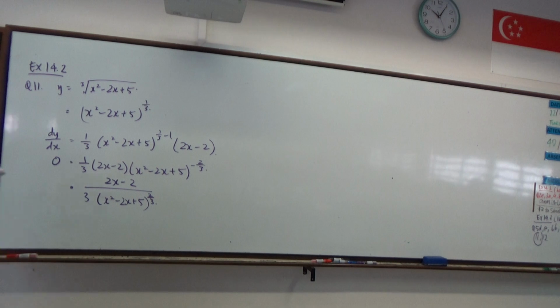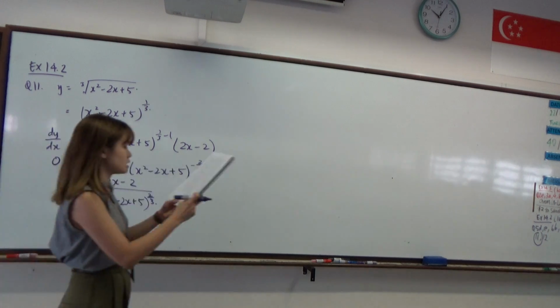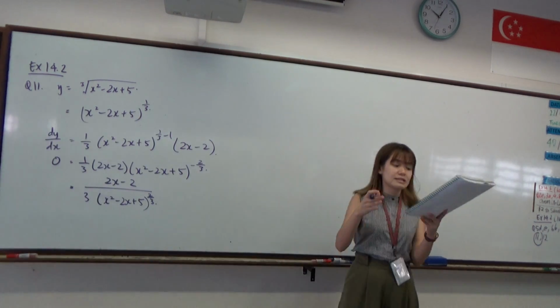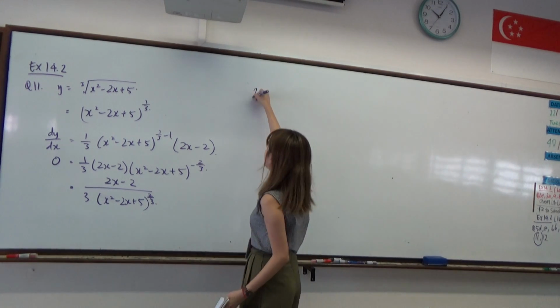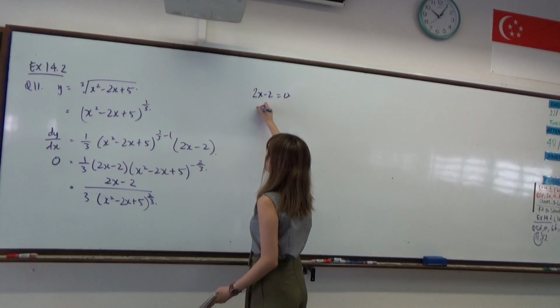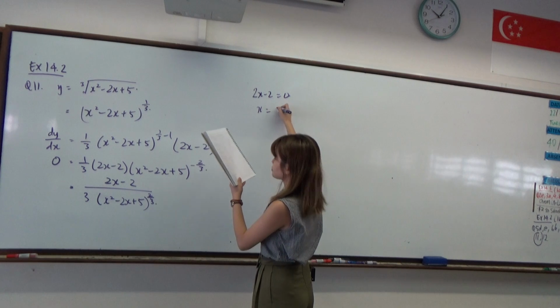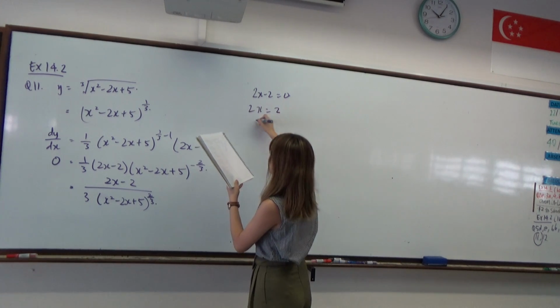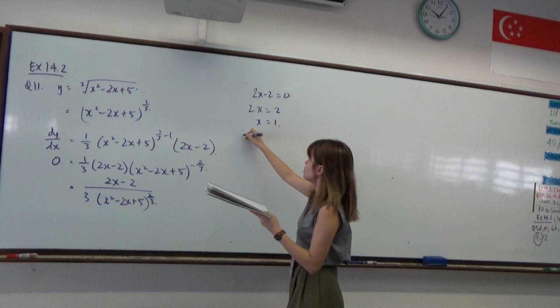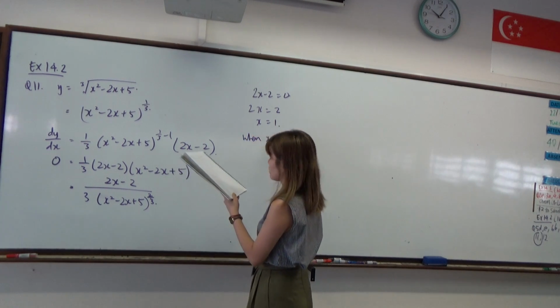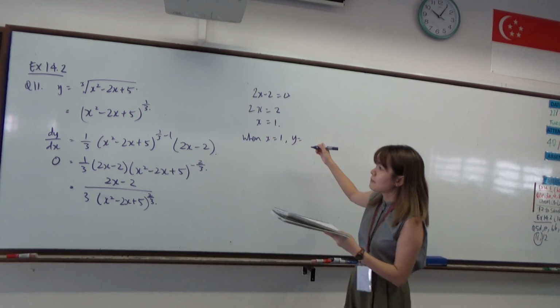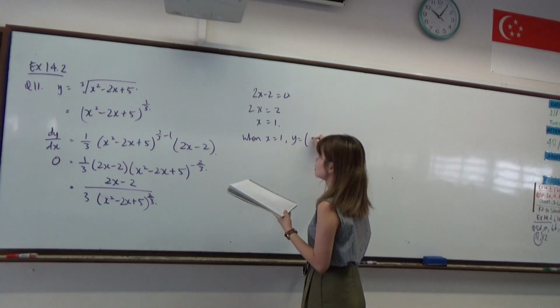In this case, the denominator surely can't be equal to 0. So we can multiply the denominator over to the left hand side, such that the numerator will be equal to 0. So x will be equal to 1. Then when x equals 1, since you're trying to find the coordinates, we substitute it back into the given equation.